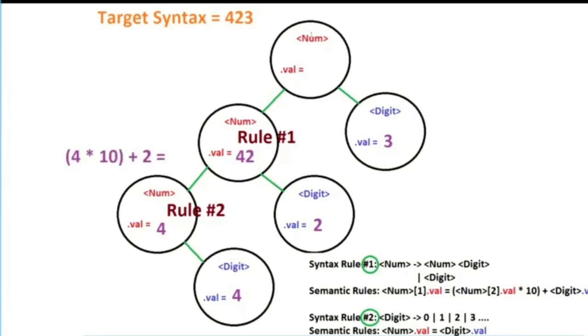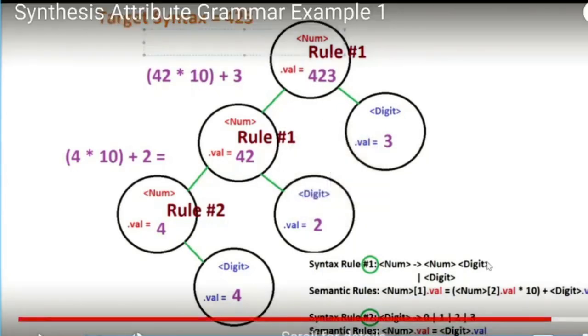And we do exactly the same thing for the one up here, where again, it requires 2 different nodes here of num and digit. So it's exactly the same syntax rule number 1, and we need that semantic rule. Using rule number 1, we'll have 42 times 10 this time instead of just 4, plus 3, which our final answer does end up being 423.